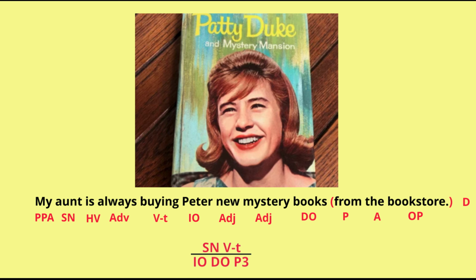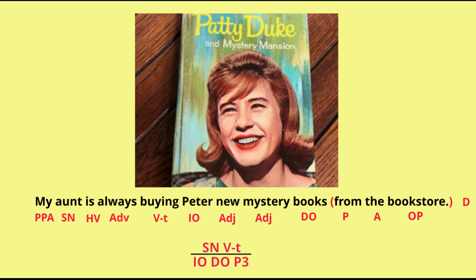Now let's take a look at this example. My aunt is always buying Peter new mystery books from the bookstore. My aunt. So whose aunt? My, right? It's showing ownership. So my will be the possessive pronoun adjective. And who is always buying the books? Aunt. So aunt will be the subject noun. And what is being said about the aunt?